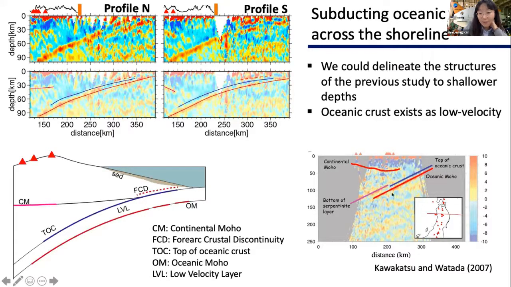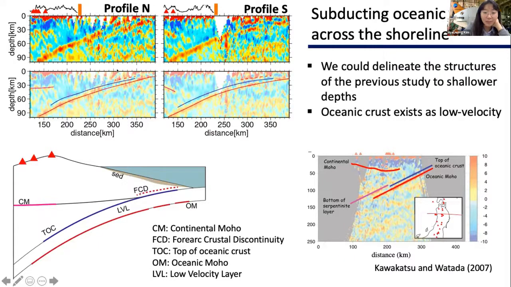By comparison with the previous study, we could identify the coherent structural features like these red and blue lines and the pink line on the left. We could coherently map the dipping oceanic crust to the shallower depths. And from this image, the negative positive pair, even under the ocean, we can see that the oceanic crust exists at low velocity in the offshore region.